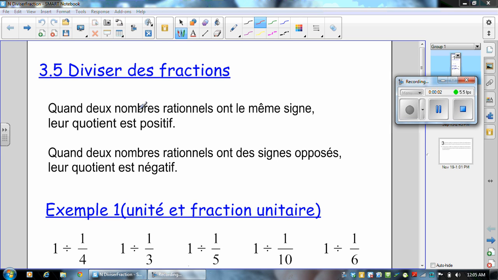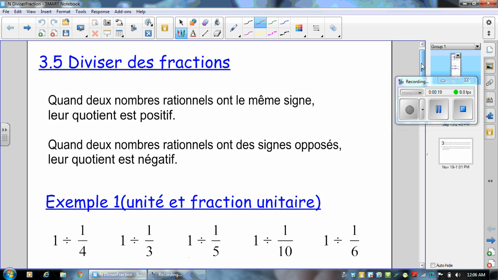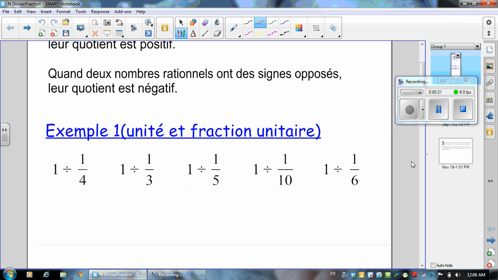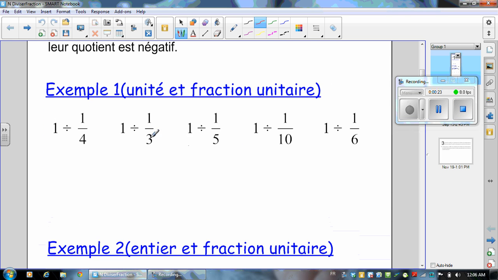Okay, so now we're going to look at dividing fractions. It's the same rule for dividing as for multiplying when it deals with the sign. And again, all these examples deal with positive numbers. When you have two numbers that have the same sign, you'll end up having a positive answer, and if the two signs are opposite, you'll have a negative answer.